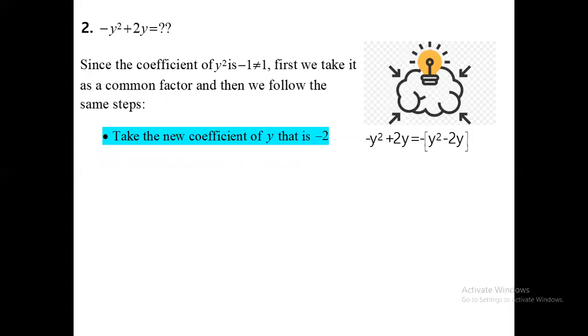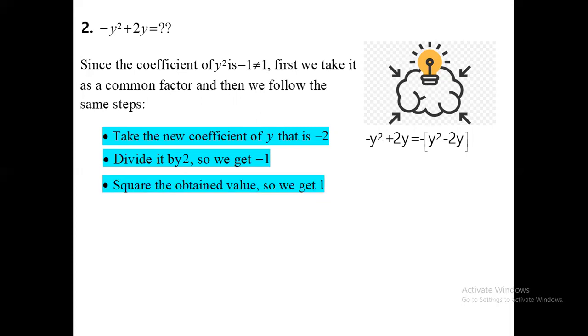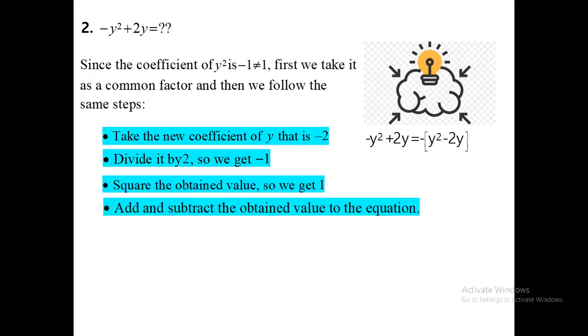Let's move to another example, -y² + 2y. Complete the square of this expression. Since the coefficient of y² is -1, which is not 1, first we take it as a common factor, then we follow the same steps. So taking minus common, we will be left with y² - 2y. Take the new coefficient of y, which is -2 here, divided by 2, we get -1. Square the obtained value, we get 1. Add and subtract the obtained value to the expression.